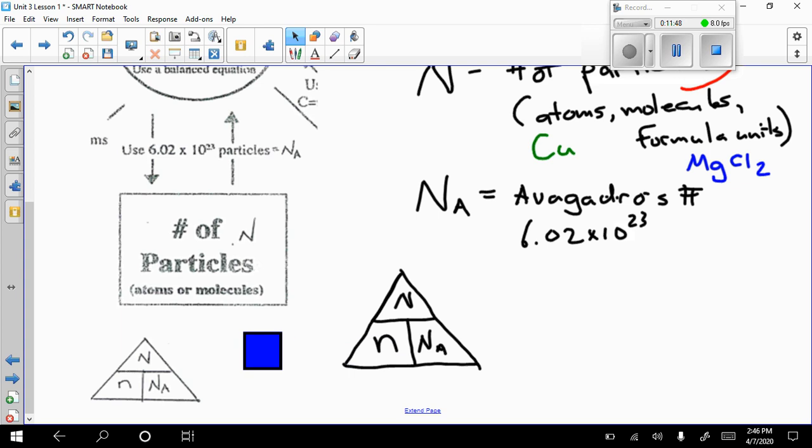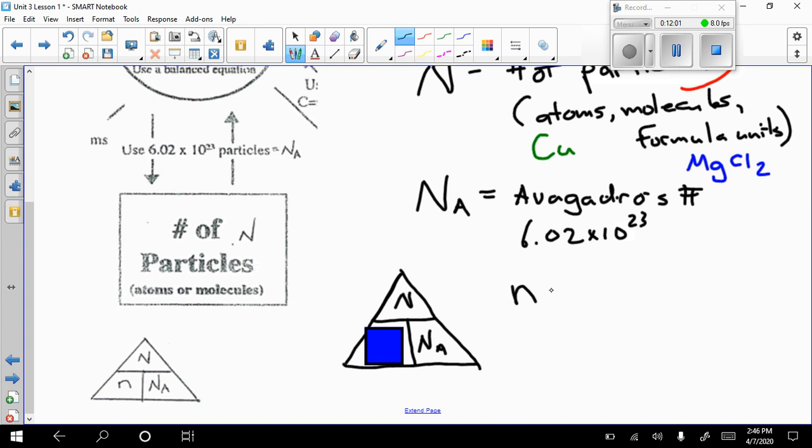So I'm interested in the number of moles. I'm going to cover up little n in my triangle, and that tells me that the formula is capital N over Na. So watch this. One of my formulas is the number of moles is the number of particles over Avogadro's number.